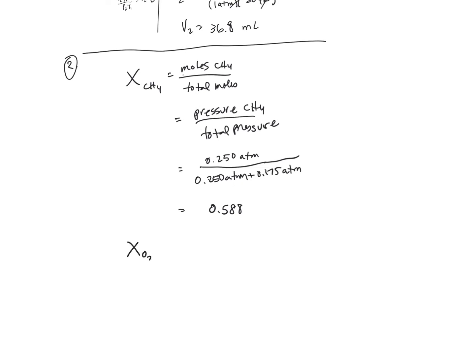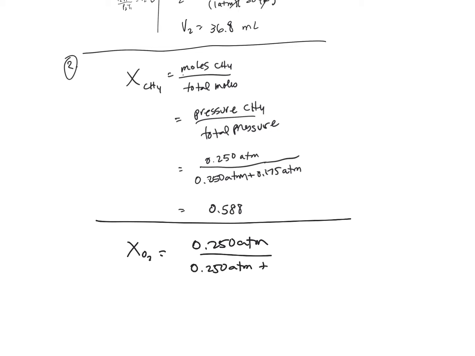Then you would do the same thing for the oxygen. So mole fraction of oxygen is, this time the moles are 0.250. So 0.250 atmospheres divided by the total pressure, which is 0.250 atmospheres plus 0.175 atmospheres. So that then would be equal to 0.412. Okay, no units. Now let's see, the original problem did have 3 sig figs, so it would be appropriate to have 3 sig figs here. Okay, so that's part A.